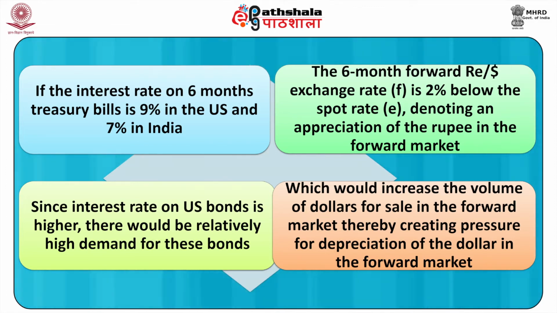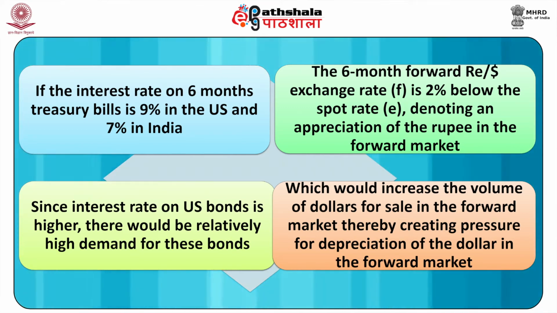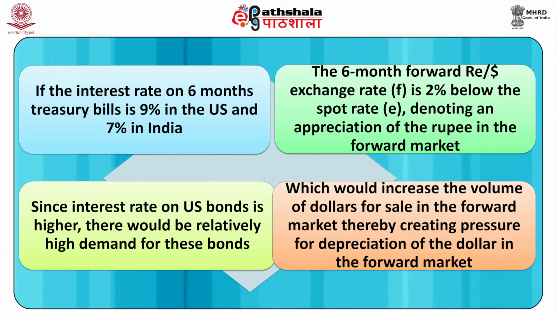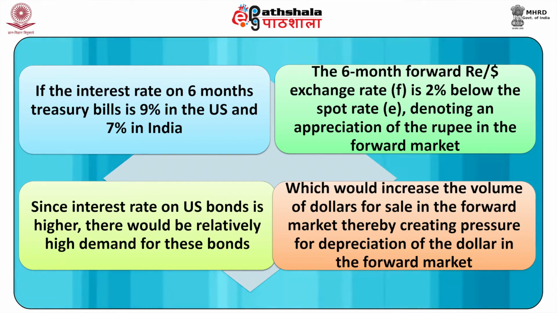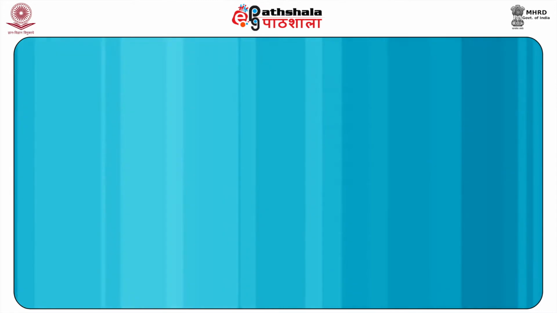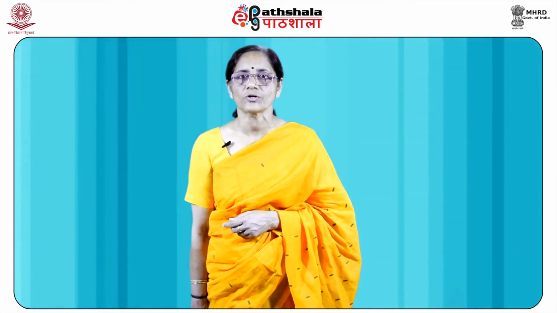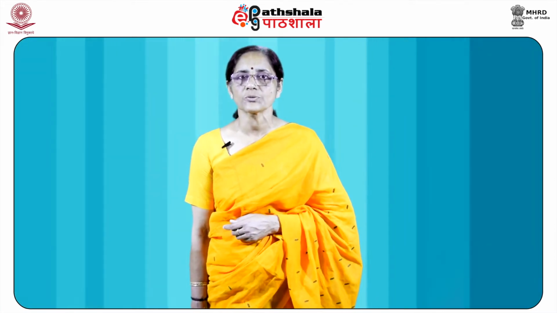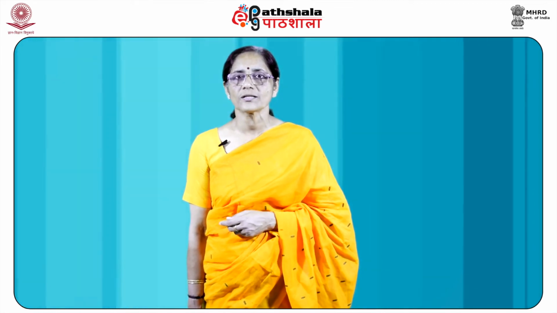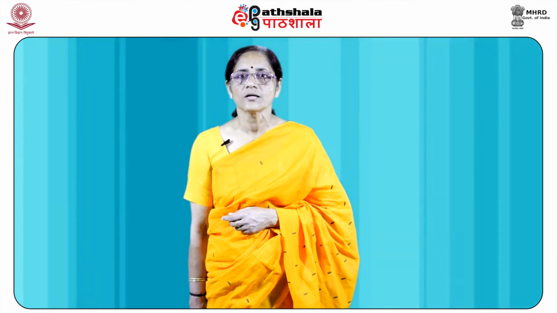Since the interest rate on US bonds is higher, there would be relatively high demand for these bonds, which would increase the volume of dollars for sale in the forward market as dollar earnings are converted into rupees, thereby creating pressure for depreciation of the dollar and corresponding appreciation of the rupee in the forward market. In the spot market, demand for US bonds would lead to an appreciation of the dollar, making it more costly to acquire US bonds and corresponding depreciation of the rupee, bringing the returns on US and Indian bonds closer.